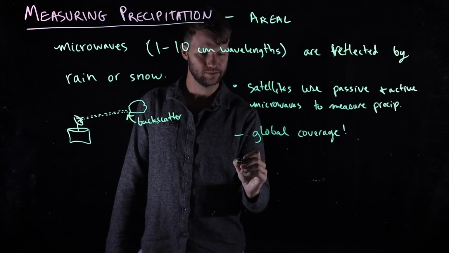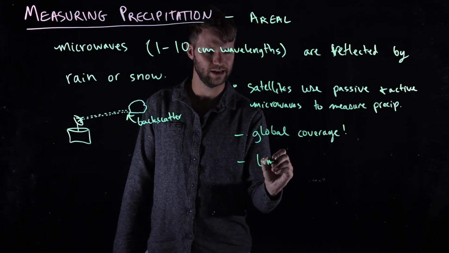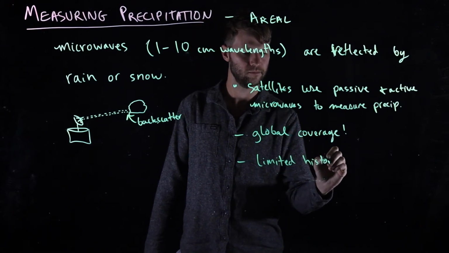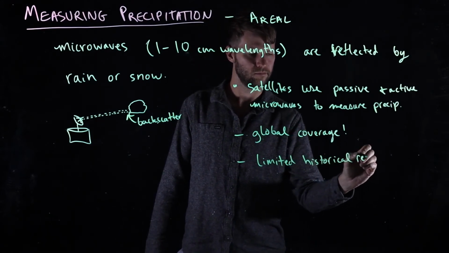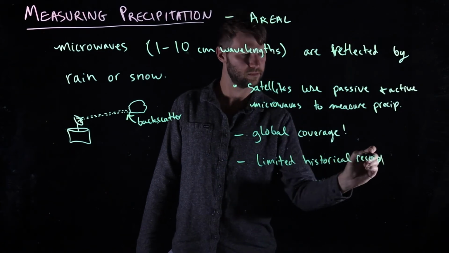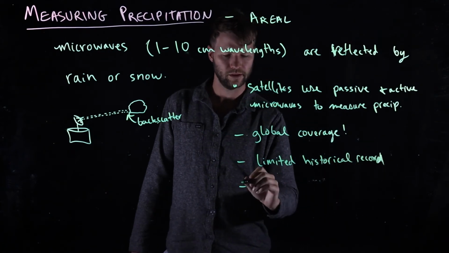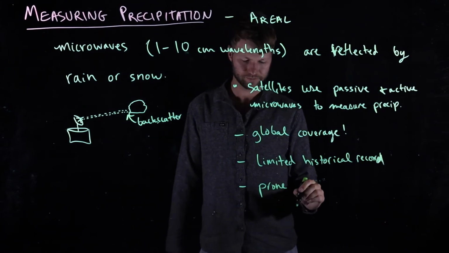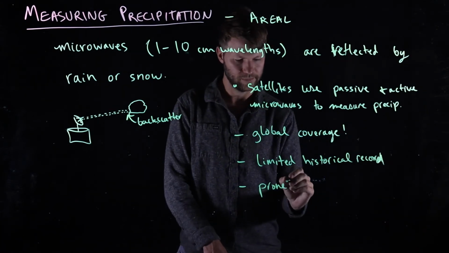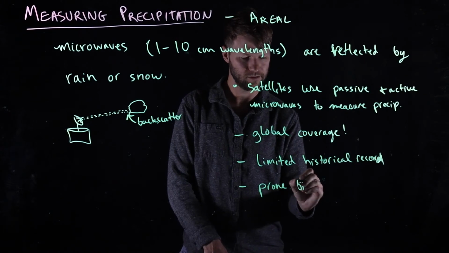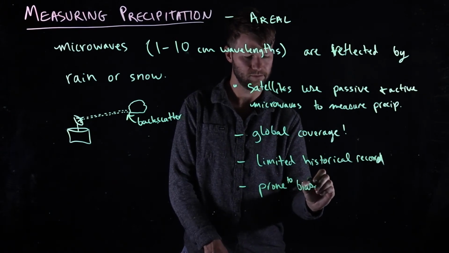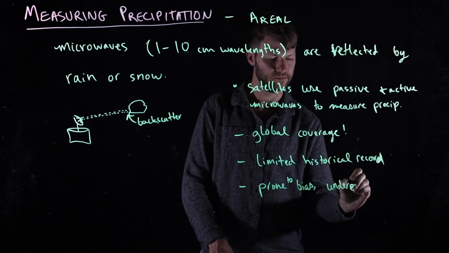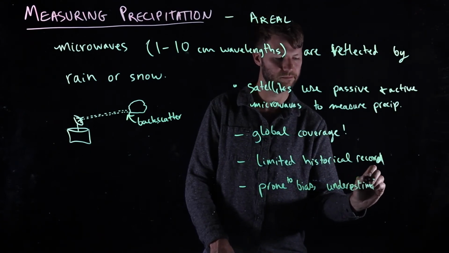However, there are some drawbacks. For example, they have a limited historical record. And they're prone to, again, measurement uncertainty. They can be prone to bias, and they may underestimate very small amounts of rainfall.